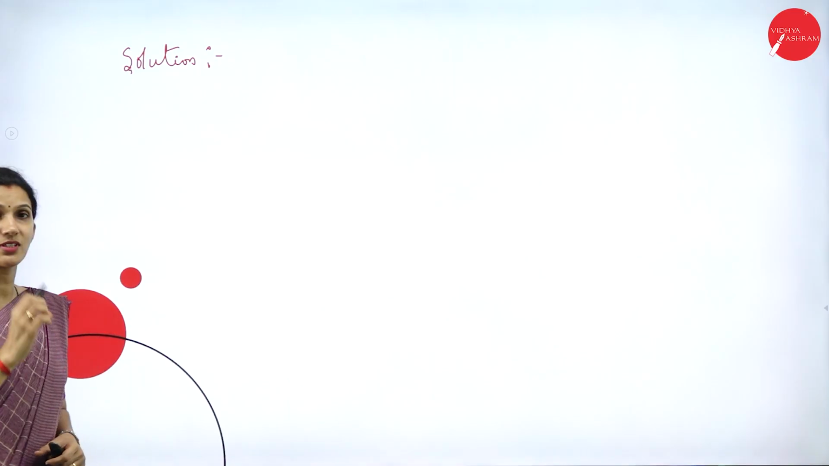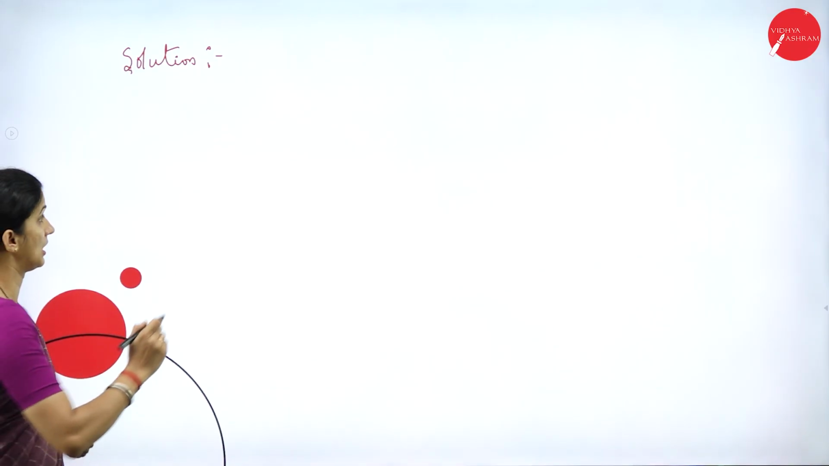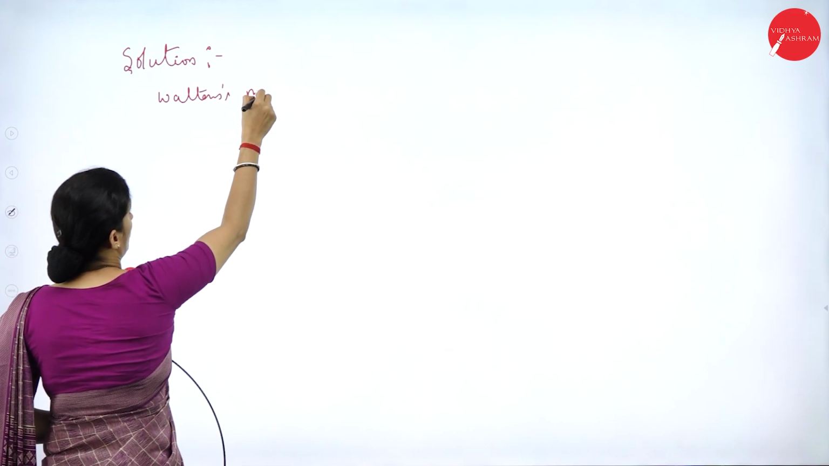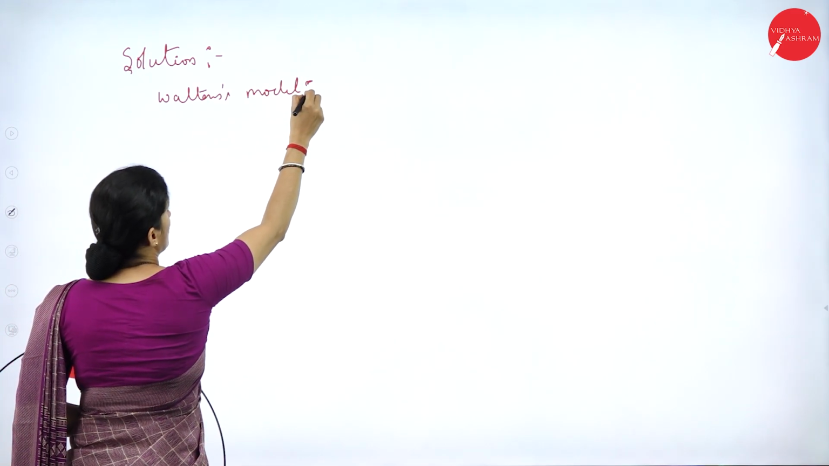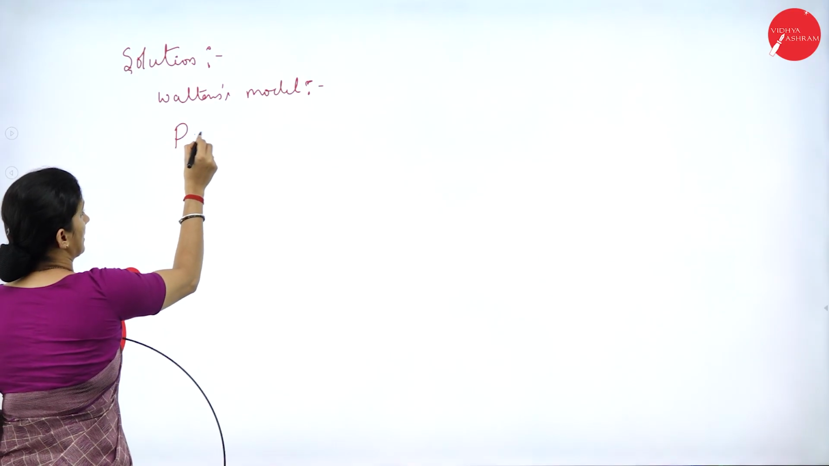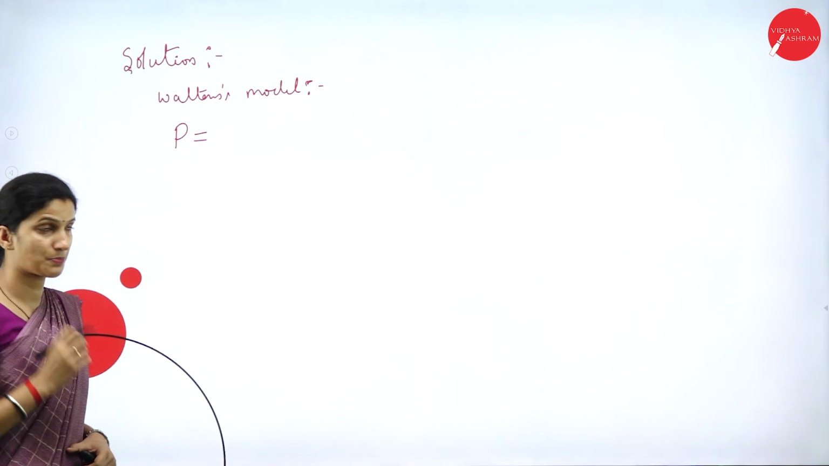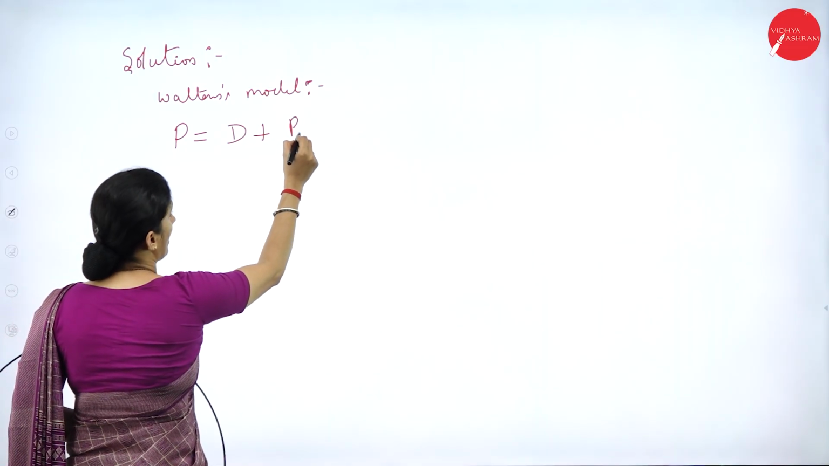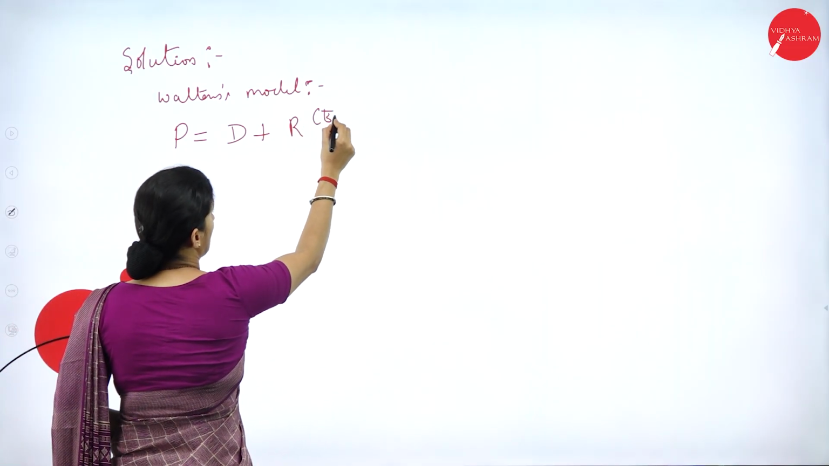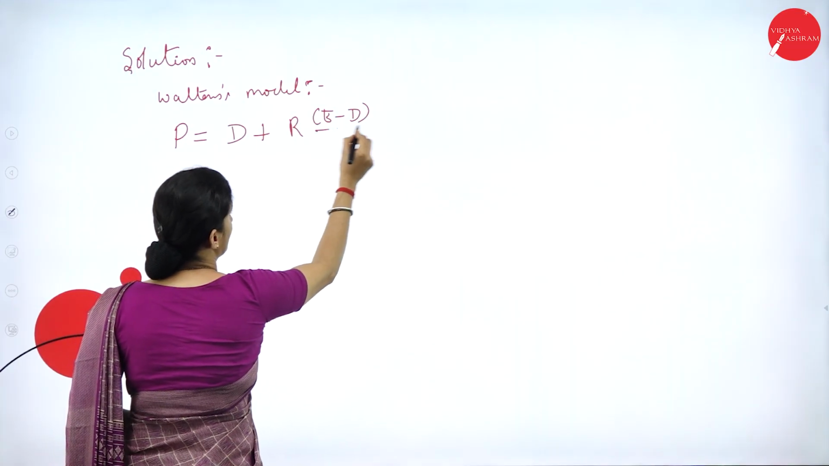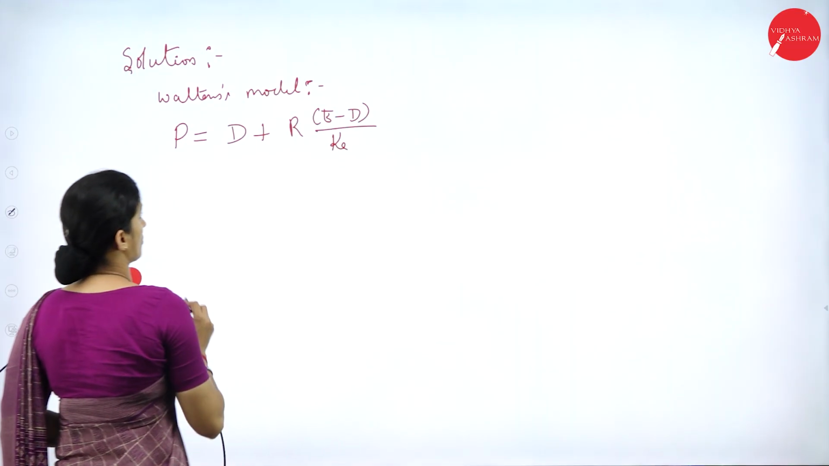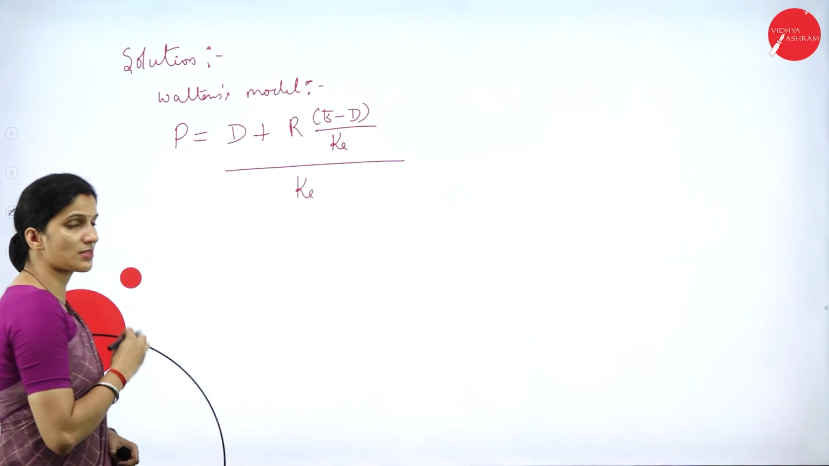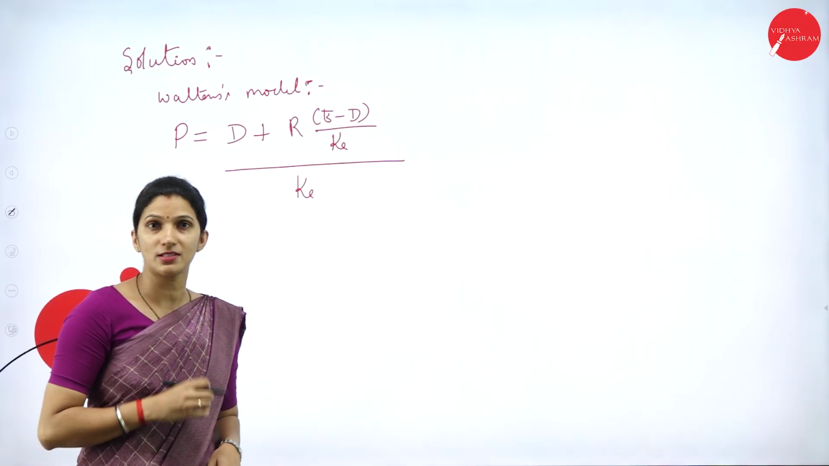First we'll write the formula under Walters model. So under Walters model, the formula to calculate P, that is the market price of equity shares, is P is equal to D plus R into E minus D divided by KE, that is cost of capital, whole thing divided by KE. So this is the formula that we use under the Walters model.